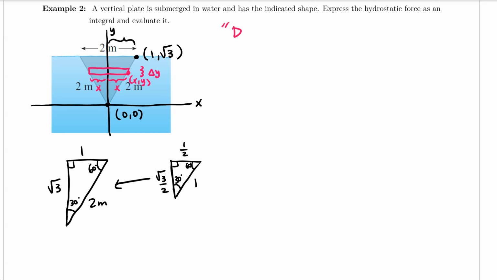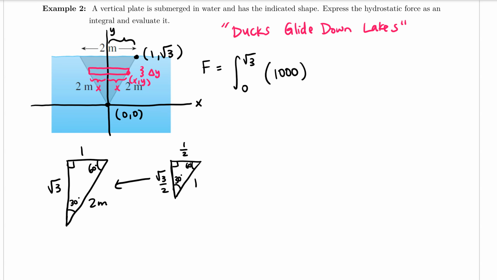So let's really quickly write down my mnemonic device again. We have ducks, glide, down, lakes, and this is going to help us to form our integral. So the hydrostatic force is equal to the integral from, if I start my bottommost cross-section, that's going to start at y equals 0, and it's going to end at the square root of 3. Then we have our density. We're in the metric system in this example, and we're dealing with water. And so the density of water is 1,000 kilograms per meter cubed.